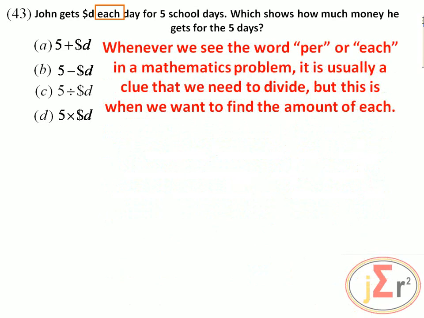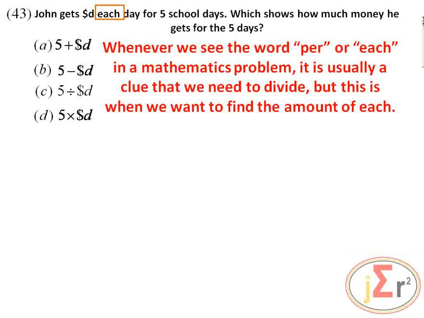However, we see the word per or each. Whenever we see the word per or each in mathematics, it is usually a clue that we need to divide. But this is when we want to find the amount of each. On this occasion, we do not want to find each. We want to find the overall amount. Do not forget, in mathematics generally, when we see per or each, we are thinking that what we need to do is divide. But we should only divide when we need to find the amount of each.